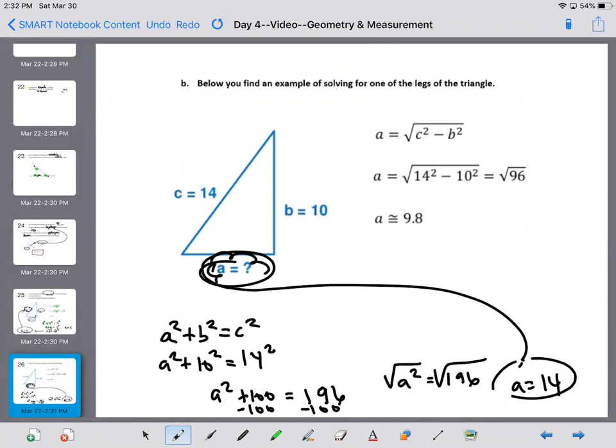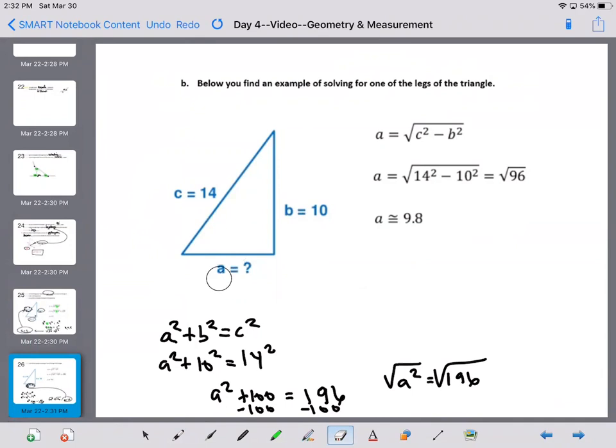That would be if it was 196. Sorry about that, I didn't subtract the 100 from that. So that would be a squared is equal to 96, not 196. So that's coming back over here. A squared plus 100 equals 196.